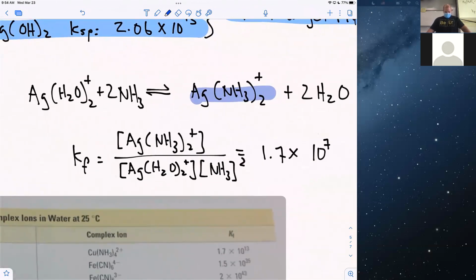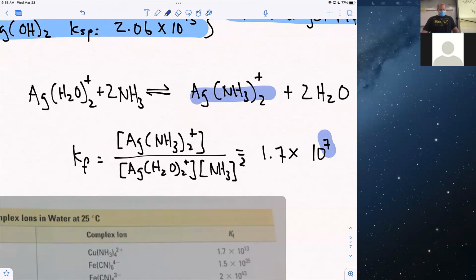And then we have the K formation, the equilibrium constant of formation: products over reactants. You don't include water because it's a liquid, the solvent, so it's not included. So it's the concentration of the silver ammonia complex divided by the concentration of the silver water complex times the ammonia concentration squared. And the formation constant for that is 1.7 times 10 to the 7.